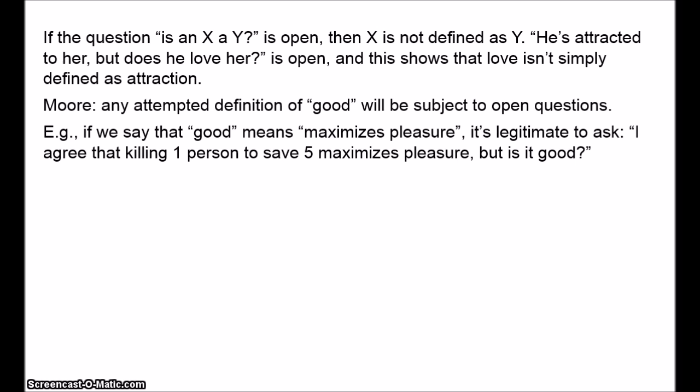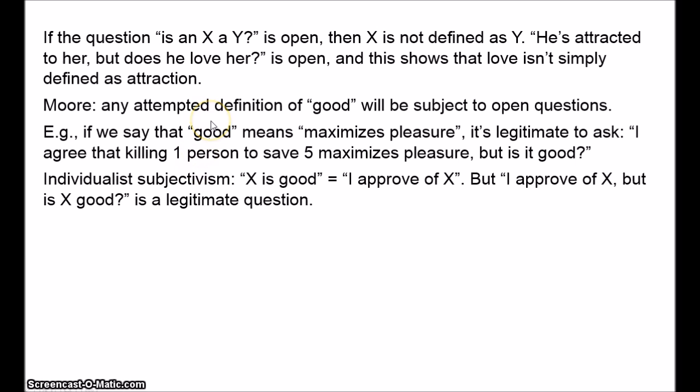Let's apply this to some of the meta-ethical views that we've seen. Individualist subjectivism is the view that X is good means I approve of X. When we make value judgments, we simply report our own attitudes. Well, Moore would point out that I approve of X, but is X good? Is a perfectly reasonable question. There's nothing contradictory or confused about it. People can legitimately ask whether the things they approve of are good.